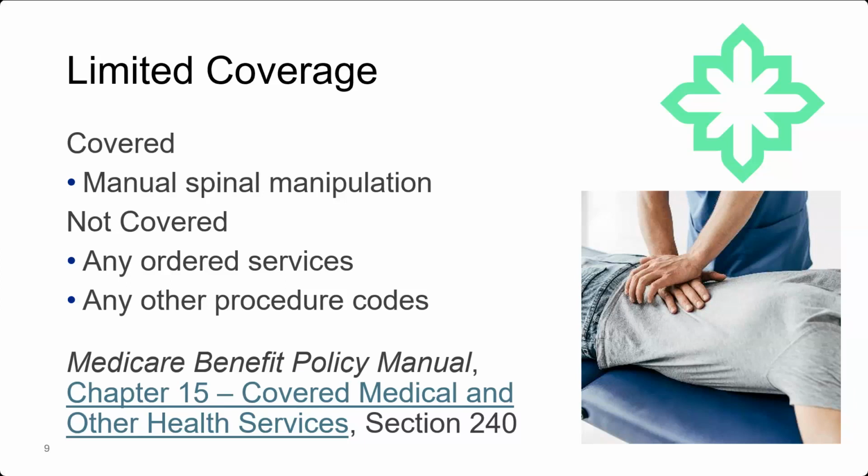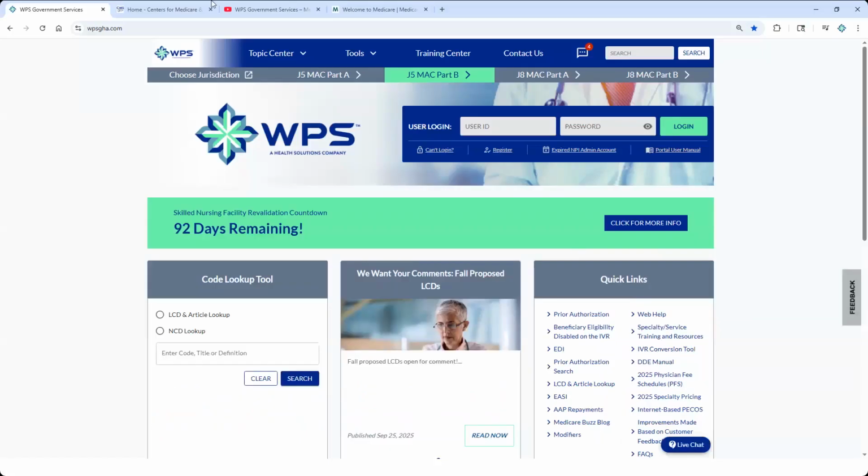So that is then given to us so that we can practically use that in the Medicare Benefit Policy Manual. If you go into Chapter 15, it's called Covered Medical and Other Health Services, and it's Section 240. This is where you're going to see a little bit about that limited coverage. I was asked just kind of to review that, so let's take a quick look at that.